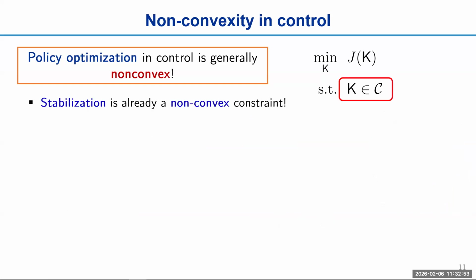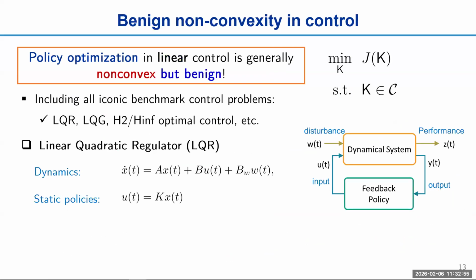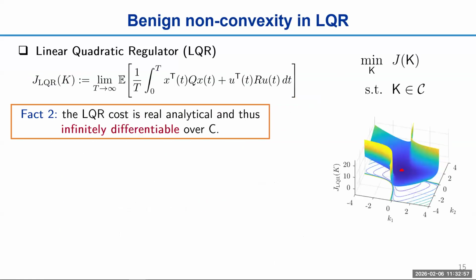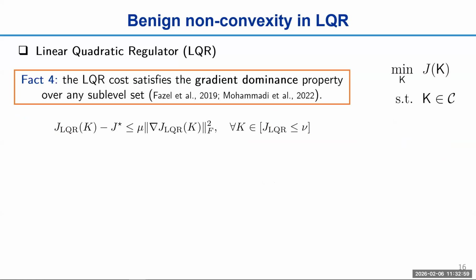And in LQR, because the cost function is very nice, it is a gradient dominance problem. So the cost function will guide you to find that path if you do gradient search. This is for the LQR case.